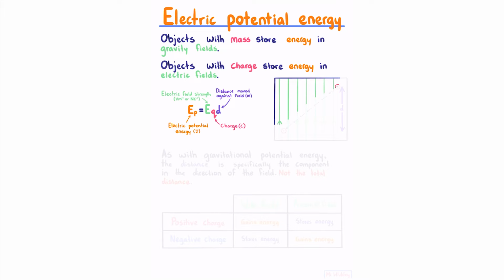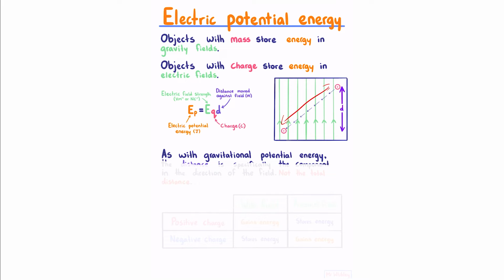So for example, if we have a particular field and a charge moving along this path, the distance in question is not going to be this distance here. It's going to be only the distance moved against the field, which is this distance here. And so, as with gravitational potential energy, the distance is specifically the component in the direction of the field, not the total distance.